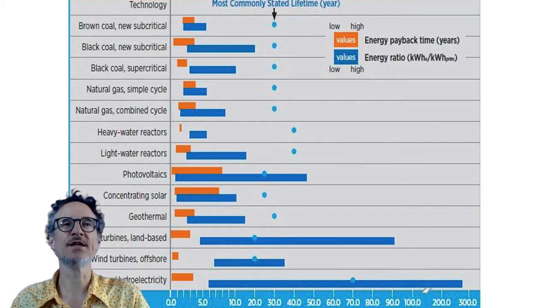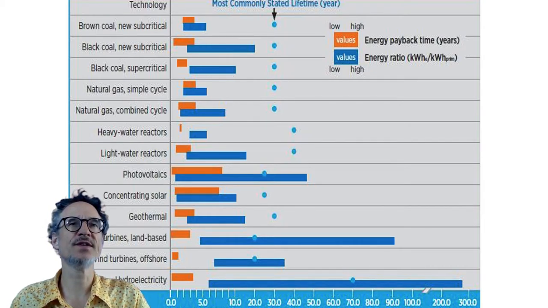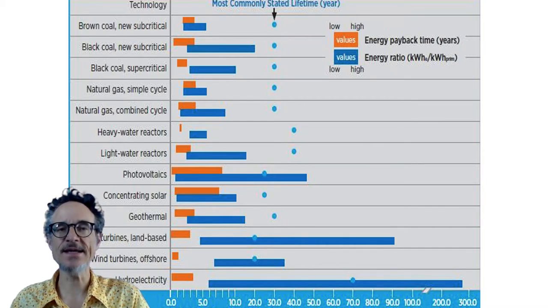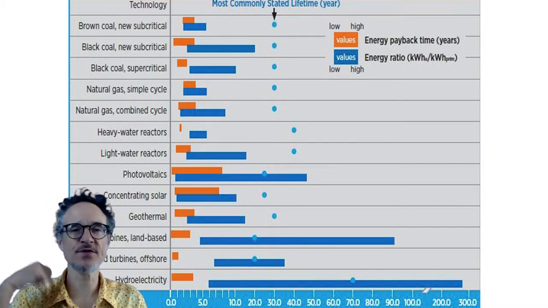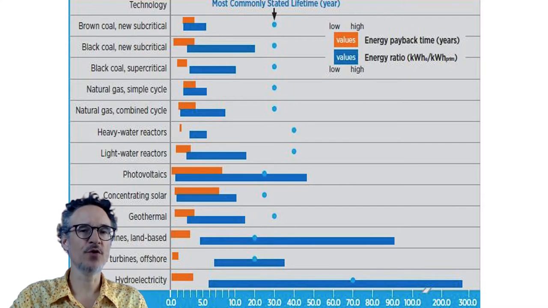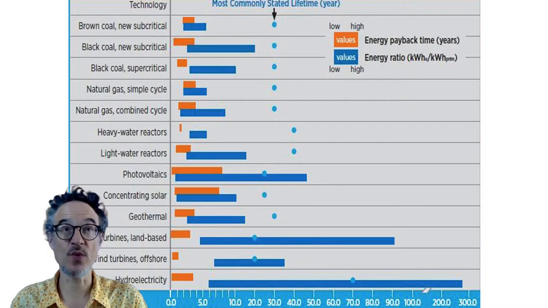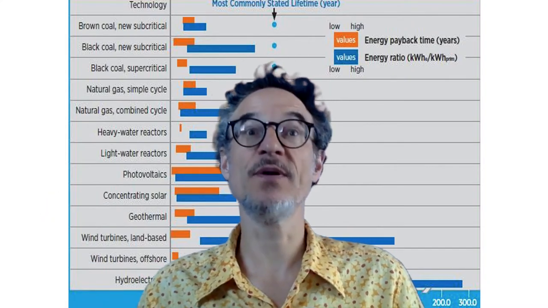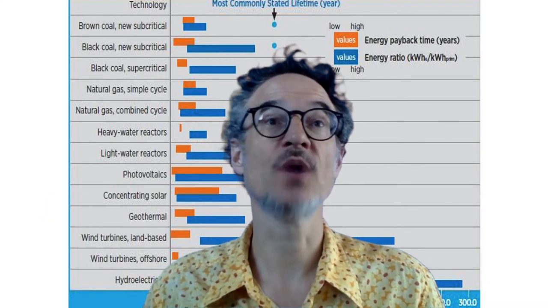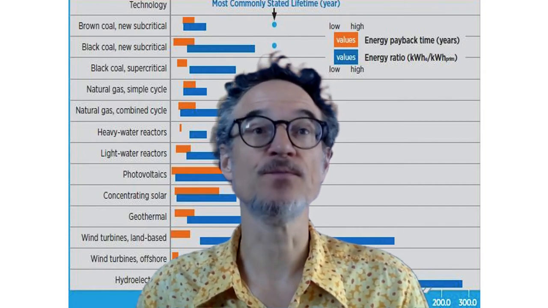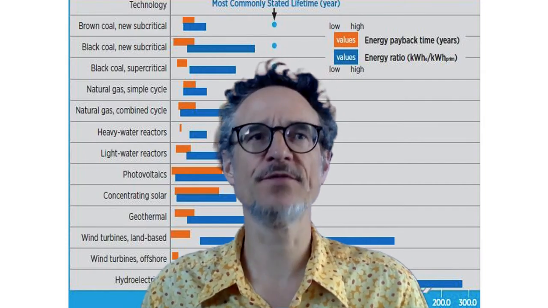This is similar data. This shows the energy payback in years. So how many years do you have to run your power station before you can get back the energy that you had to make the power station with? And there's quite a big range here, and quite a big range for the energy ratio, depending on the different calculations.